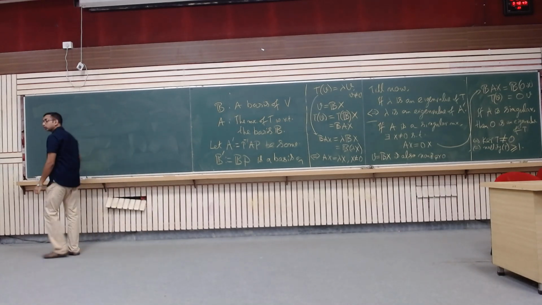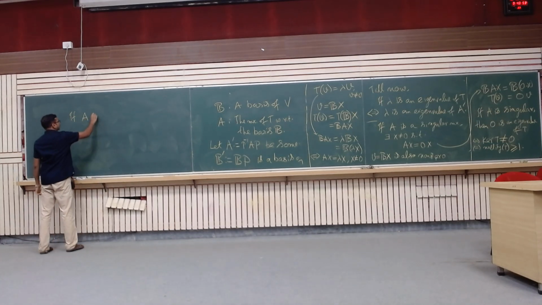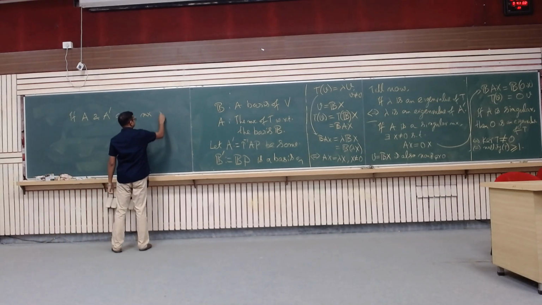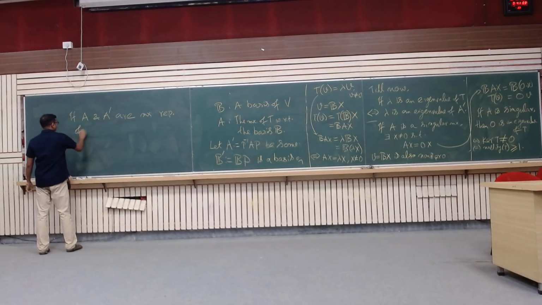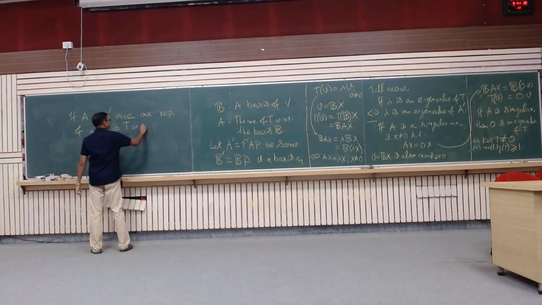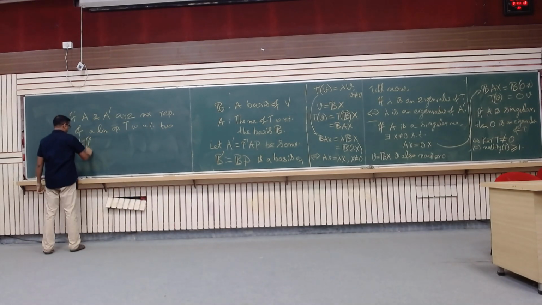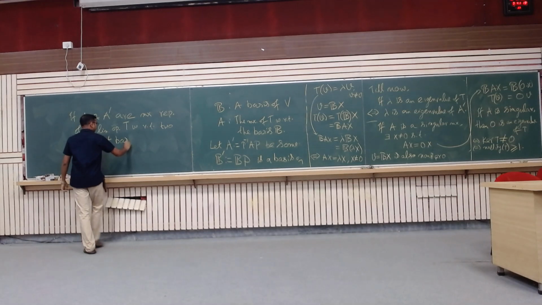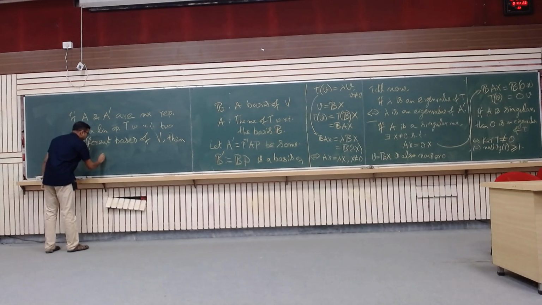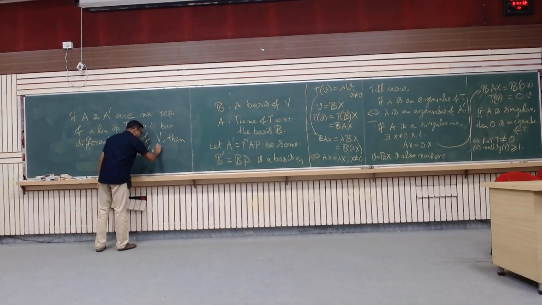Before we move on to something else, just note that if A and A dash are matrix representations of a linear operator T with respect to different bases of V, then we have determinant of A is equal to determinant of A dash, right?